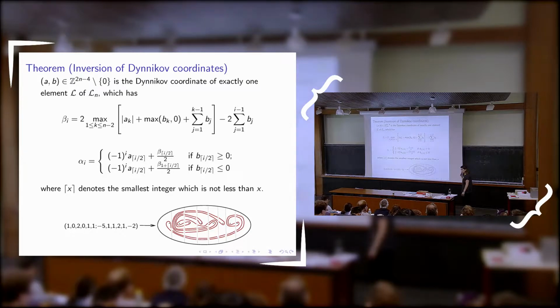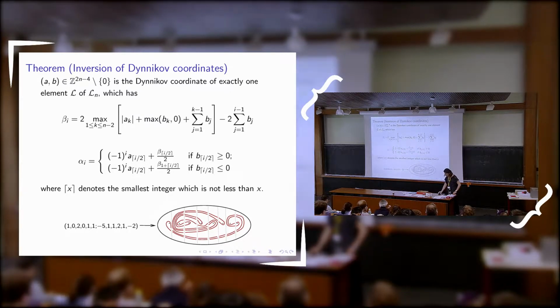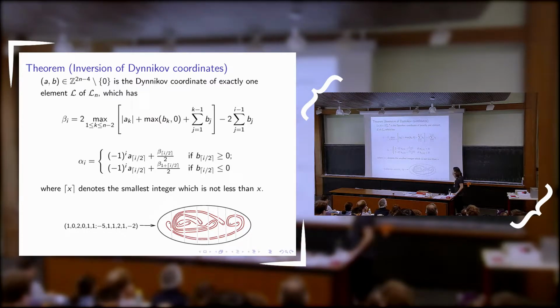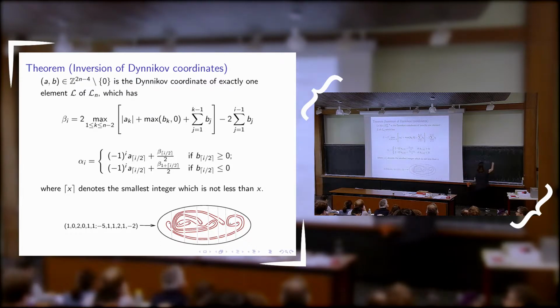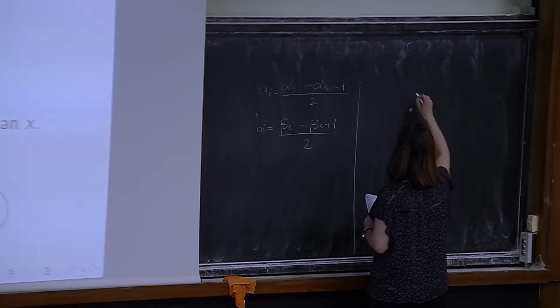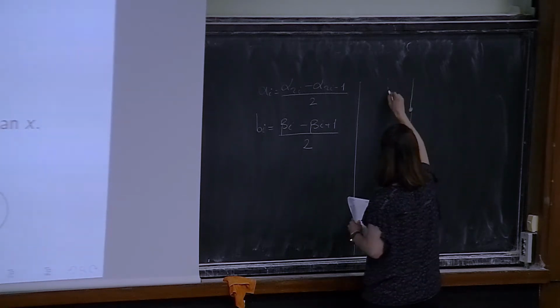And I'm not going to give the proof of the theorem here, but I'm just going to write up a few ideas. And if you use these ideas, it's an easy exercise to get this formula. So let me write the basic facts about a multicurve on the n times punctured disk in terms of Dynnikov coordinates. So first of all, this is a local picture.